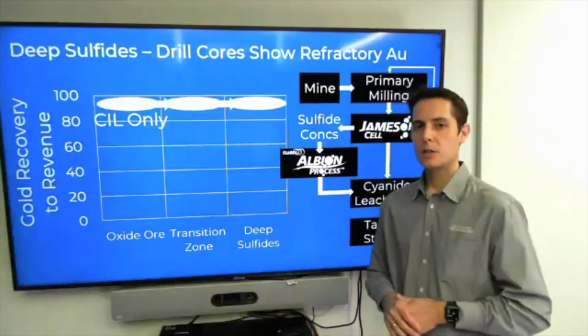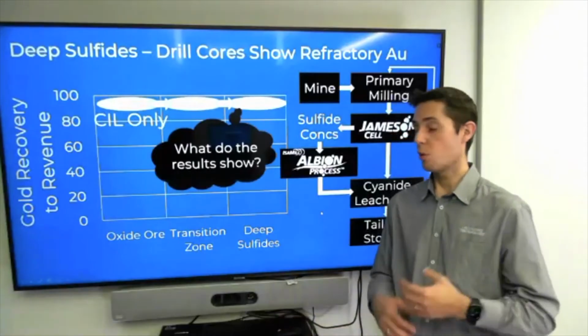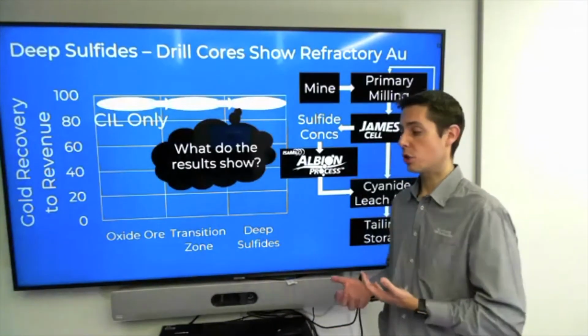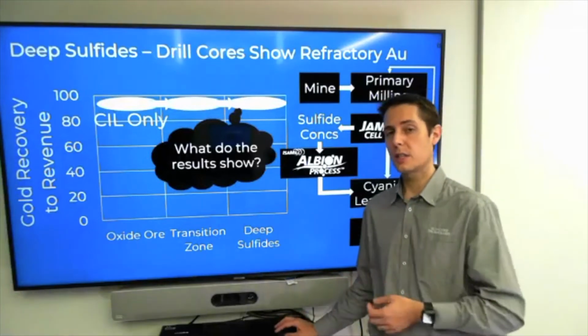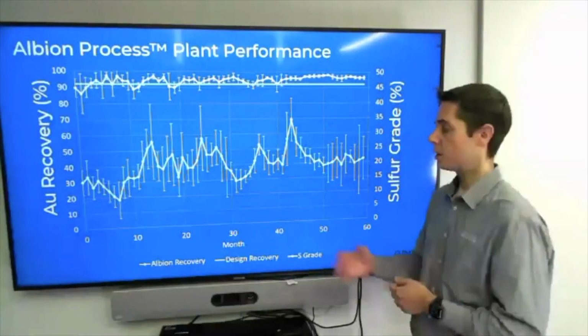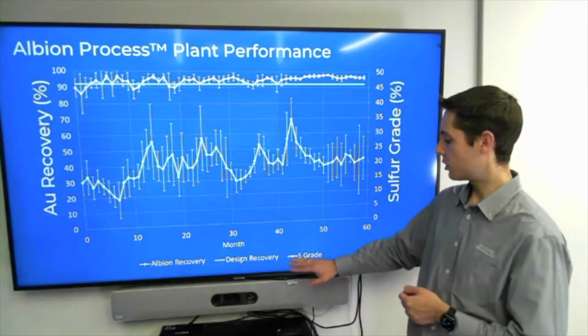So if we then think about how this would actually be done, your first question will be, well, what do the results show? Is this real? Is this something that's proven? And of course, what I've shown up here is a slide from the operation of one of our gold plants. You can see here the sulfur grade.